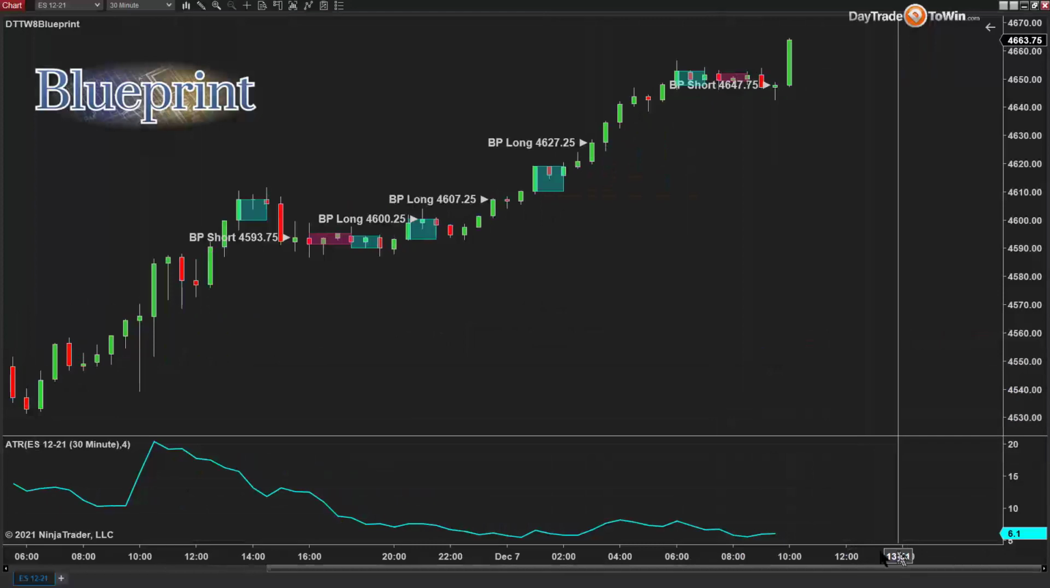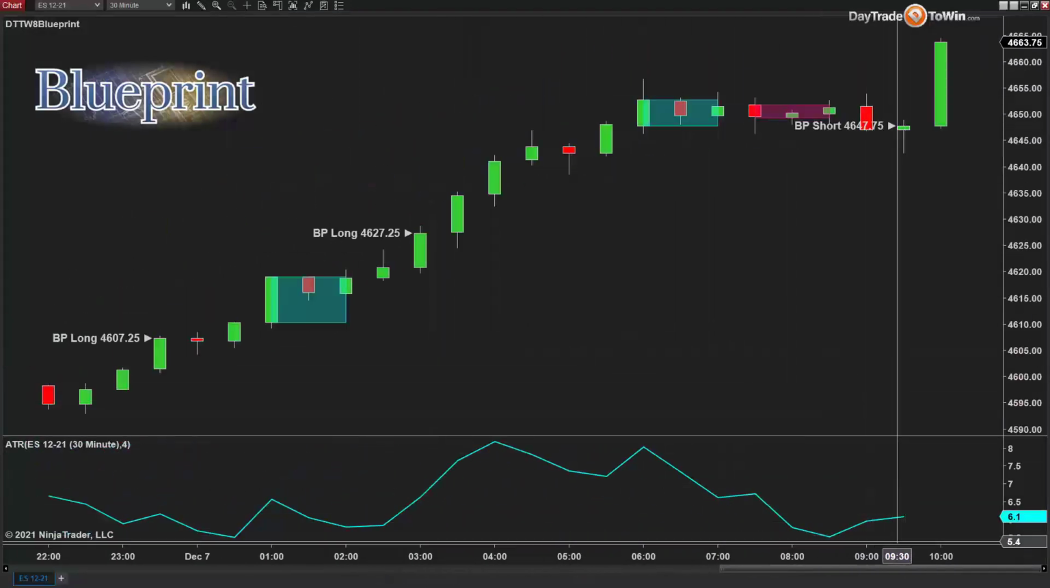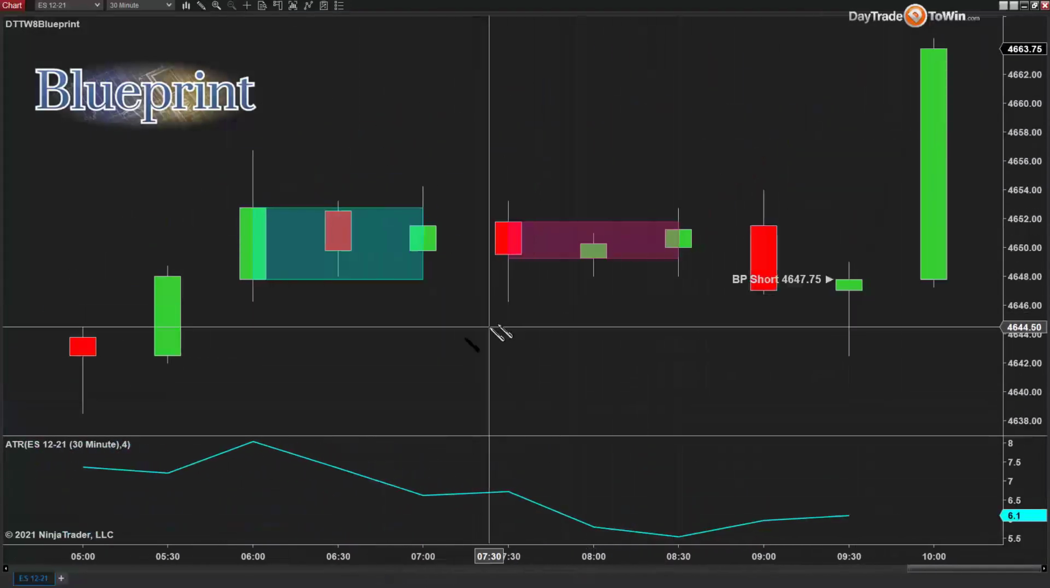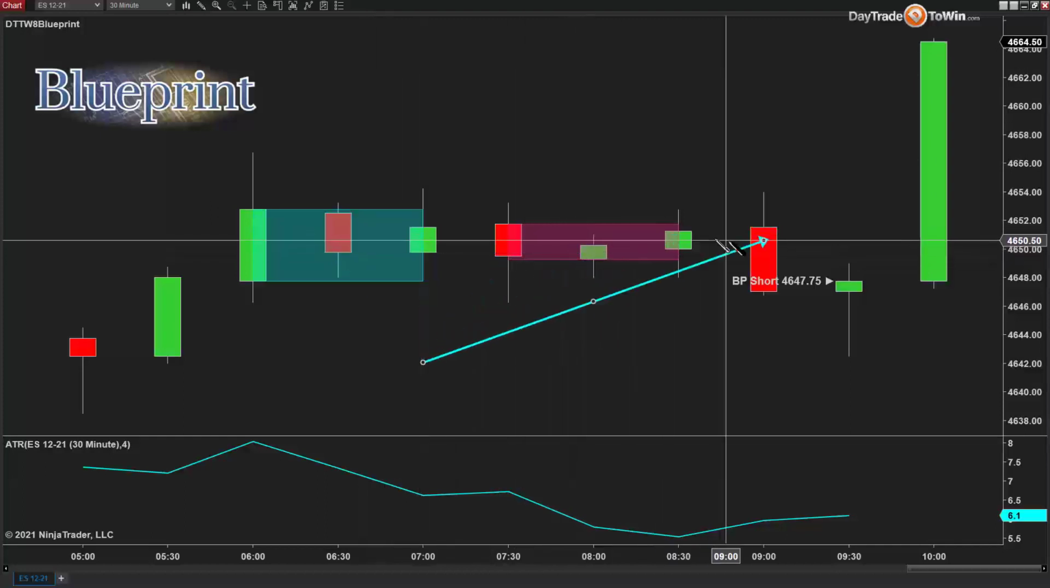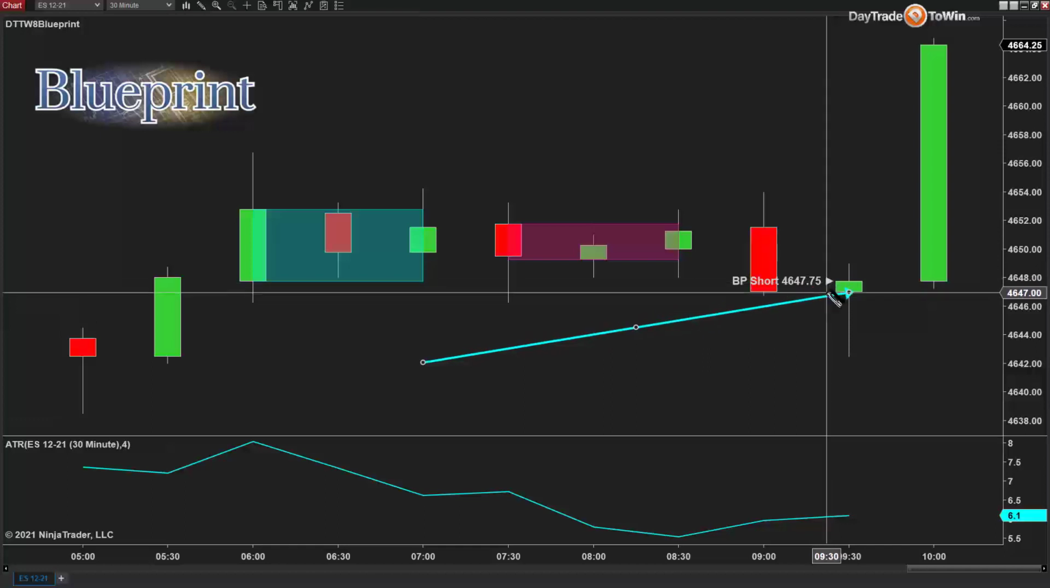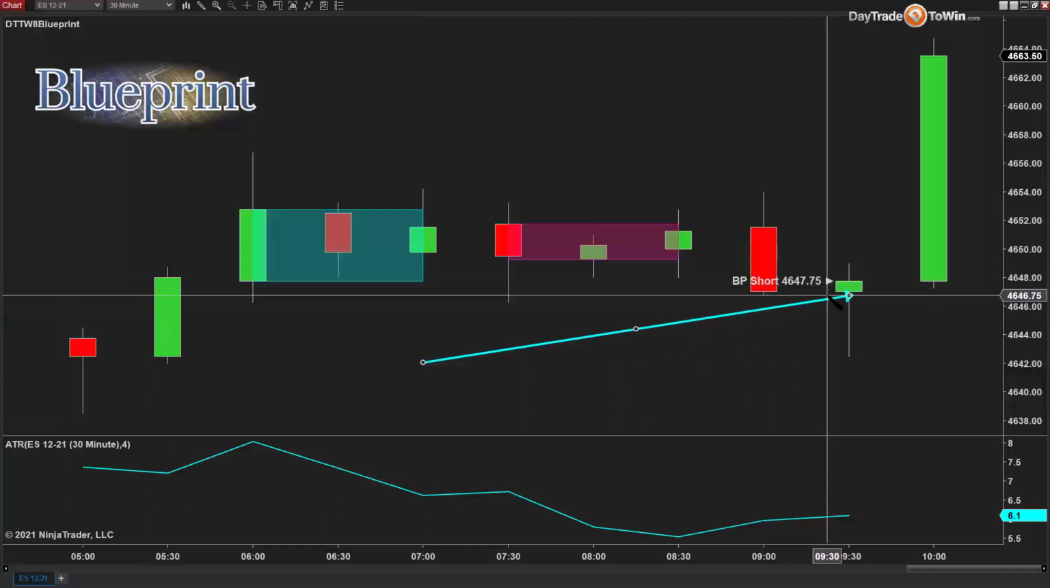So here we have the most recent signal. Here is the shaded area. There's nothing. There's a shaded area. There's nothing. Now there's a shaded area, and this here is a signal to go short. Now this signal was a losing trade.